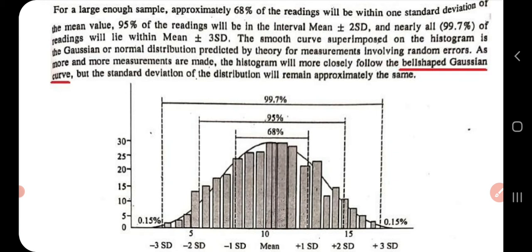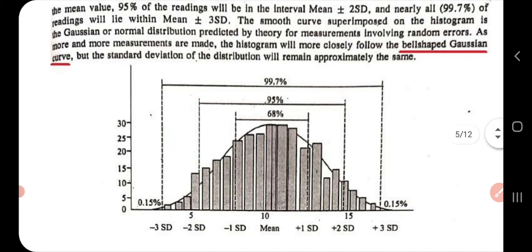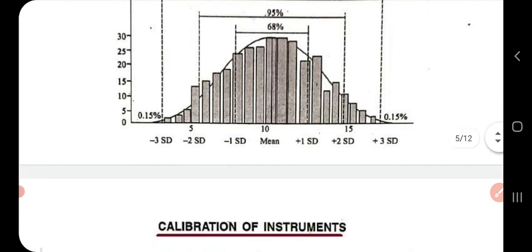About 95% of the readings will be in the mean interval that is already calculated. This curve, actually a smooth curve superimposed on the histogram, has a distribution named Gaussian or normal, and as more and more measurements are made, the histogram will take the shape of a Gaussian curve, which is bell shaped. However, the standard deviation of the distribution will remain the same. Here you can expect a question: what is meant by a histogram.